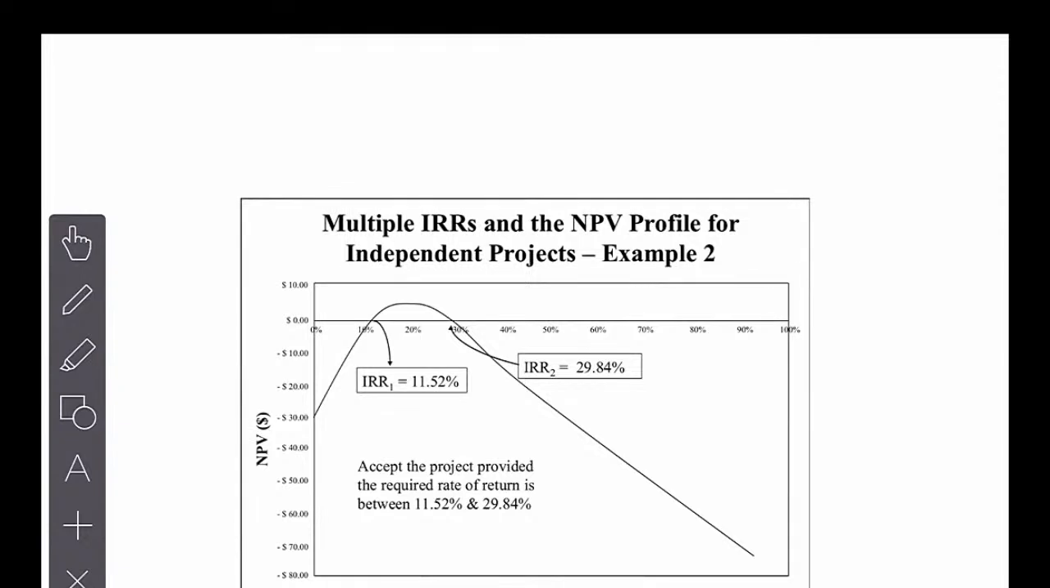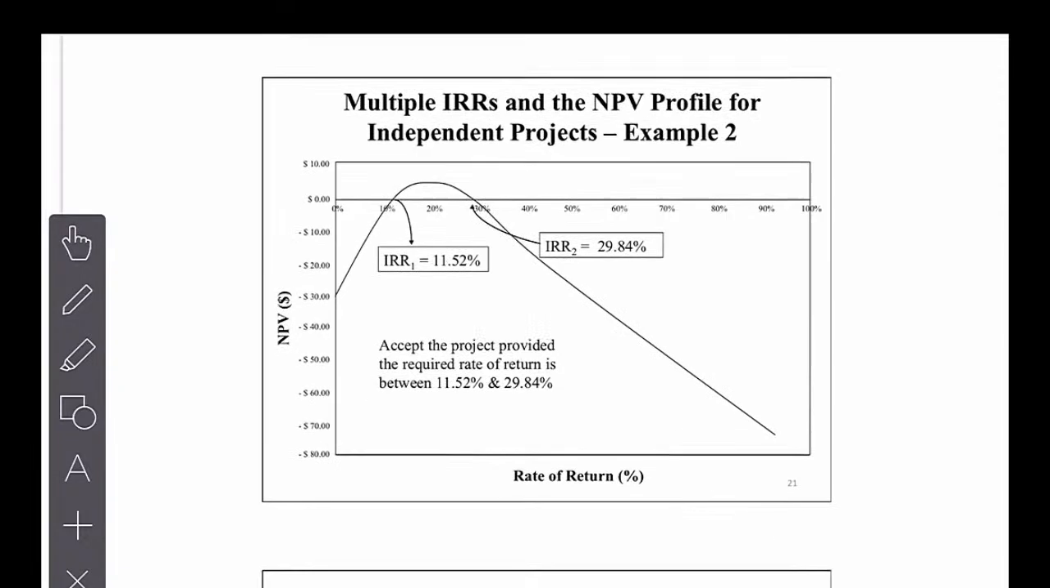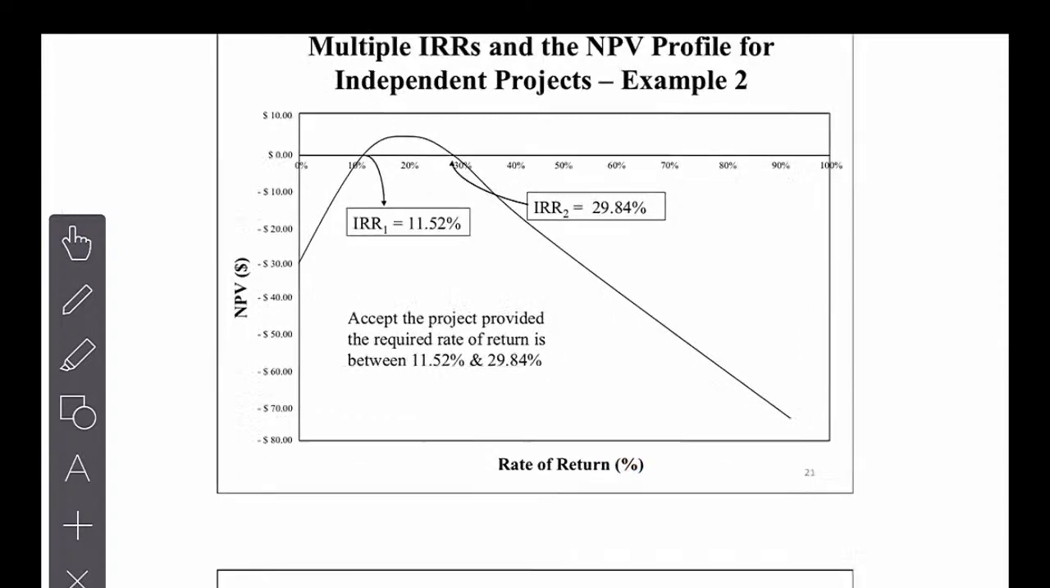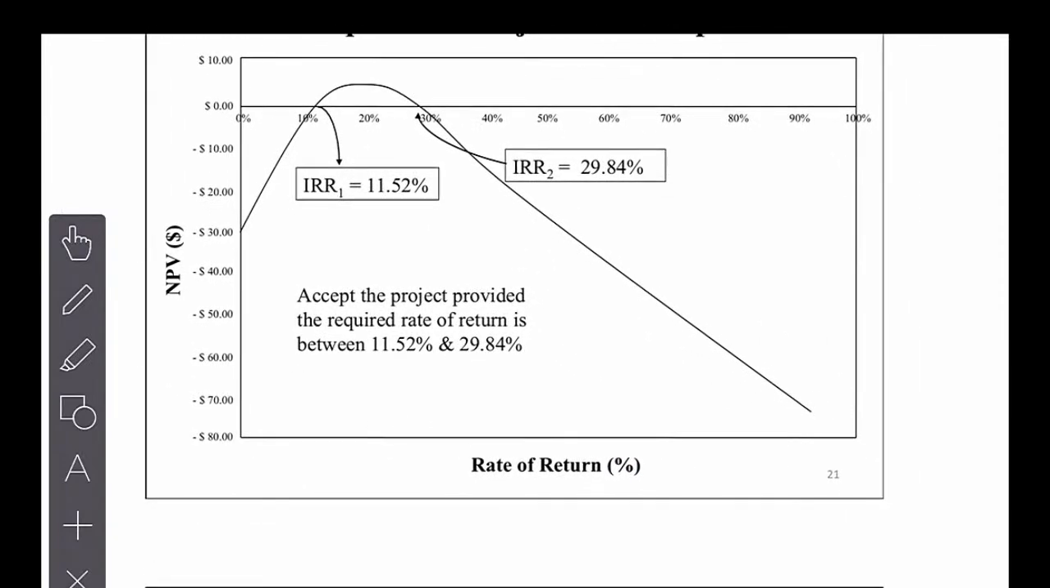Okay, if you're with me, why did I do that? I did that so I could generate the NPV profile. Now you can do this graphically, or you can just look at the NPV profile that we just created with the cash flows. The point is that in between, so in between approximately 10 and 30%, NPV is positive. That's the most important thing, okay?